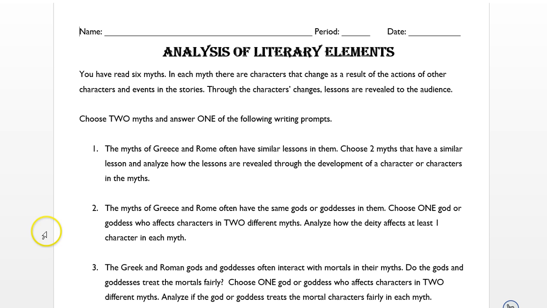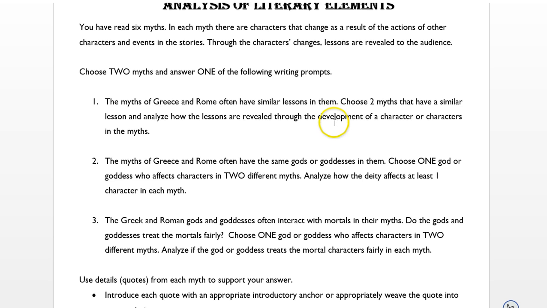So you've read 6 myths. In each myth, there are characters that change as a result of the actions of other characters and events in the stories. Through the characters' changes, lessons are revealed to the audience, who could be the reader or whoever's listening to the myth. So you're going to choose 2 myths and answer one of the following writing prompts.